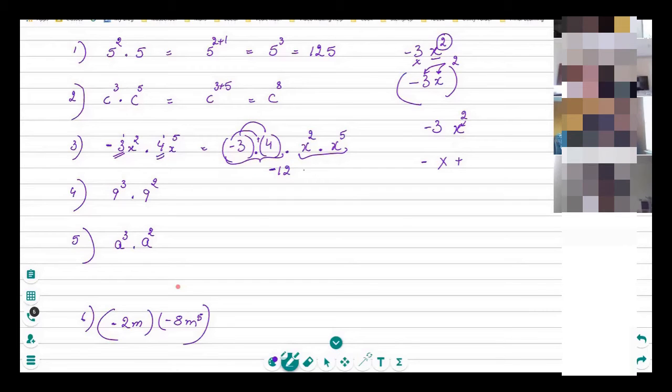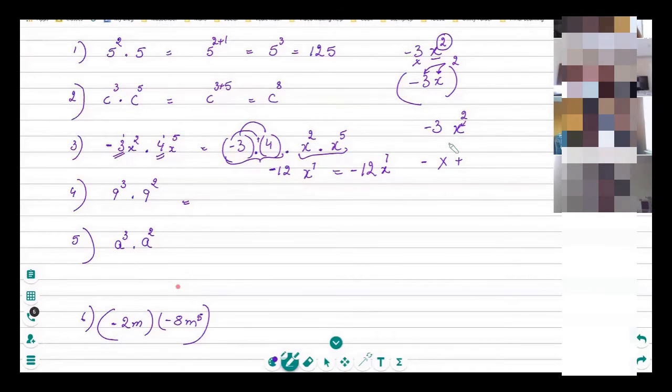Add them. So x to the power 2 plus 5 gives me 7. So minus 12 x 7 is my final answer. Okay? Rikshvit and Sanjay, are you getting this? Yes. Okay. Next question.